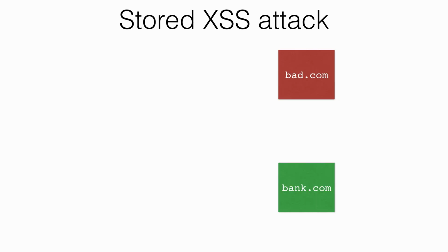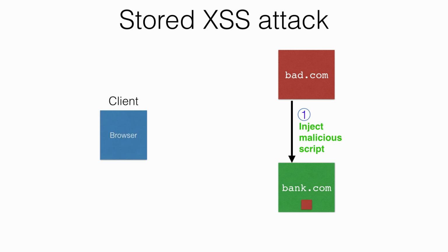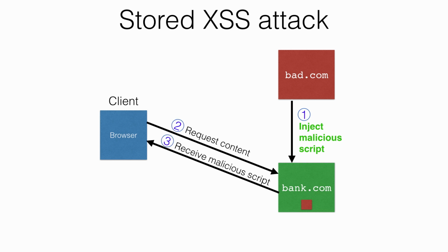Visualized, it looks like this. First, we have the bad website, bad.com, and we have the vulnerable website, bank.com. Step 1, bad.com injects a malicious script to the bank.com website. Second, a client connects to the bank.com site, and bank.com unwittingly sends the malicious script along with its content back to the client's browser. The client's browser will then execute that malicious script as though the bank website intended to provide it.